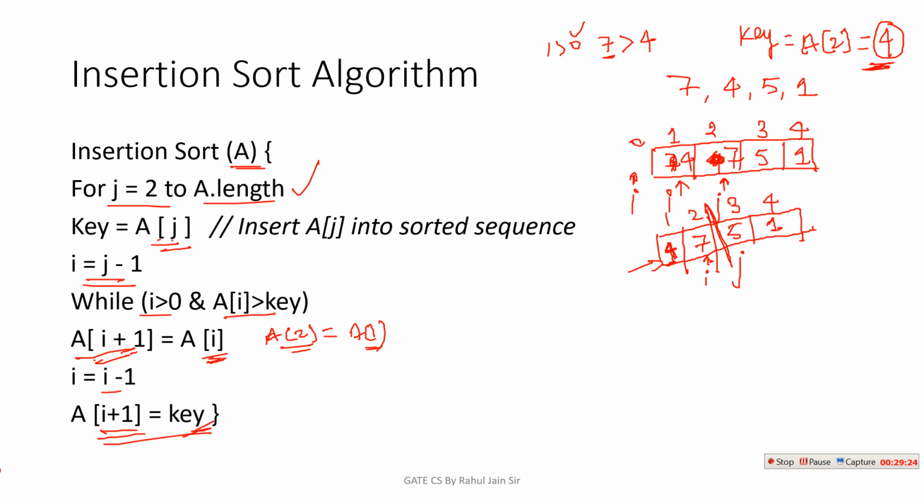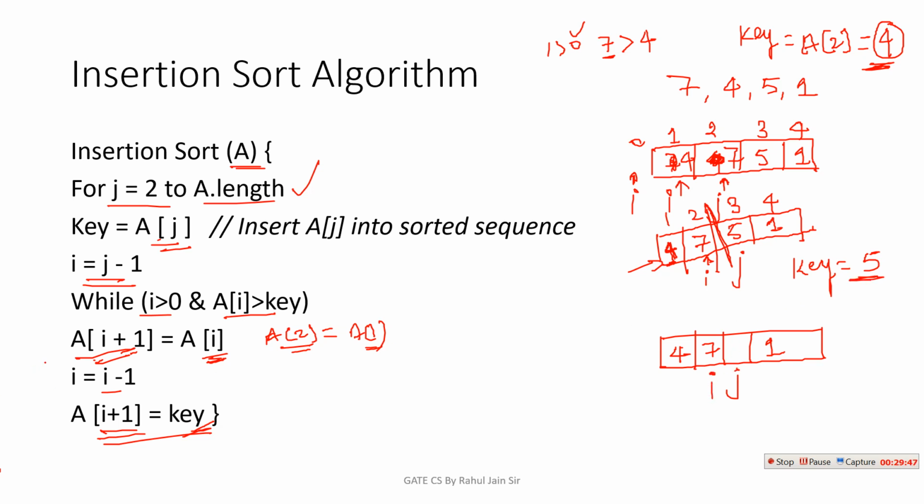And key equals A of j. So my key is A of j. A of j is 5. So now my key is 5. 4 is here, 7 is here. This space I am leaving here because j is here and this is I, and I am holding key 5 here.